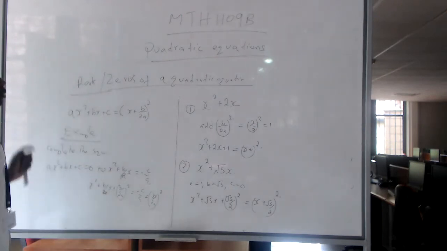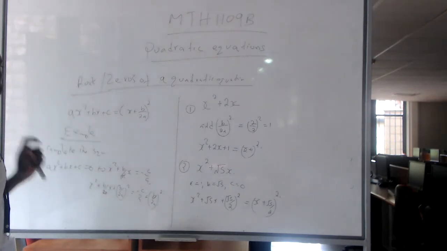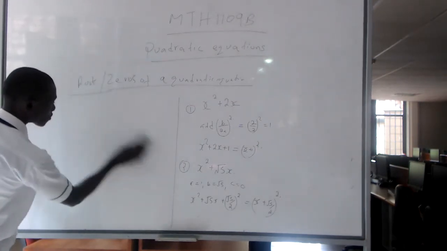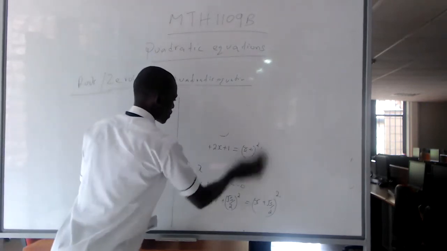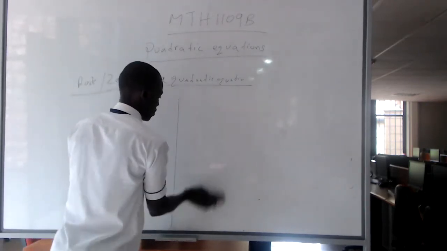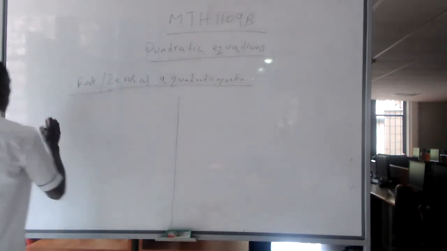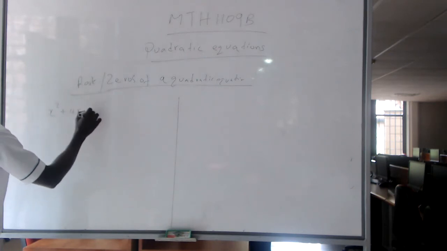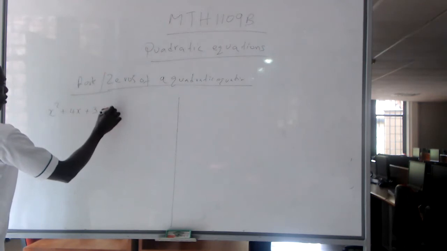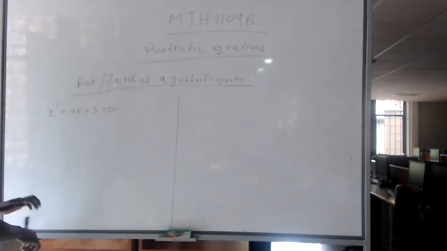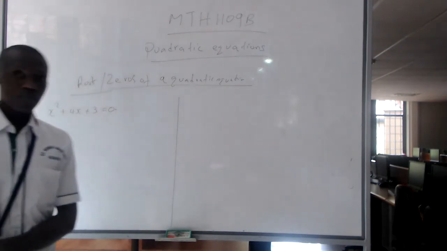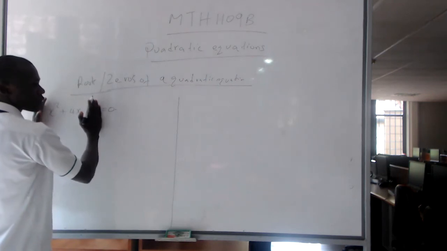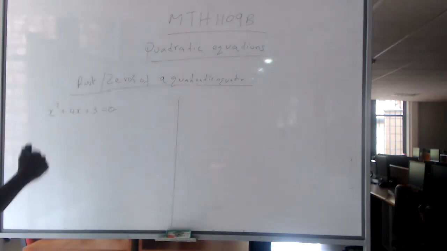Now that we know how to complete the square, how do we use this method to compute the roots of a quadratic equation? Suppose you have a quadratic equation, let's say x squared plus 4x plus 3 is equal to 0. Solve this by completing the square. So the first thing is I need to write this as a perfect square, x plus something, squared.